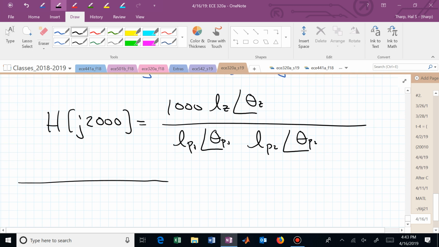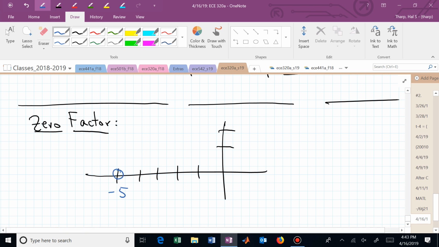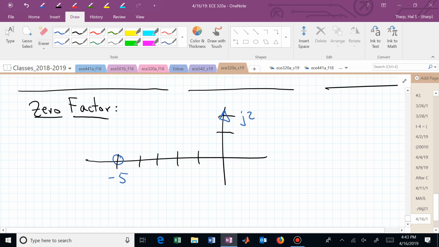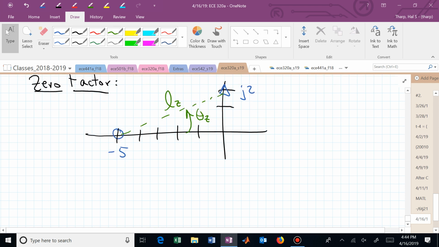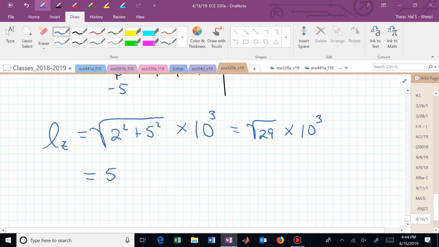And if we wanted to look at one of those in particular, if we looked at the zero in more detail, which I've already tried to talk our way through, we had that zero here at minus 5, and we were trying to get to that triangle. We wanted this distance away, and we wanted to move in that direction. LZ is now just this square root of 2 squared plus 5 squared. And we've scaled everything by 1,000. So this is now the square root of 29 times 1,000, or a little bit bigger than 5.385 times 1,000. And what's theta z?